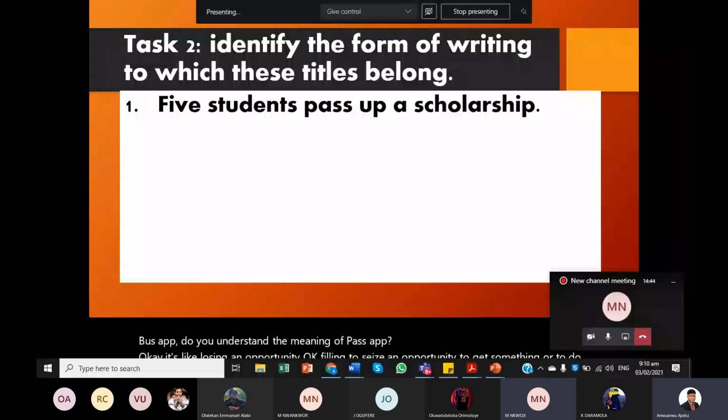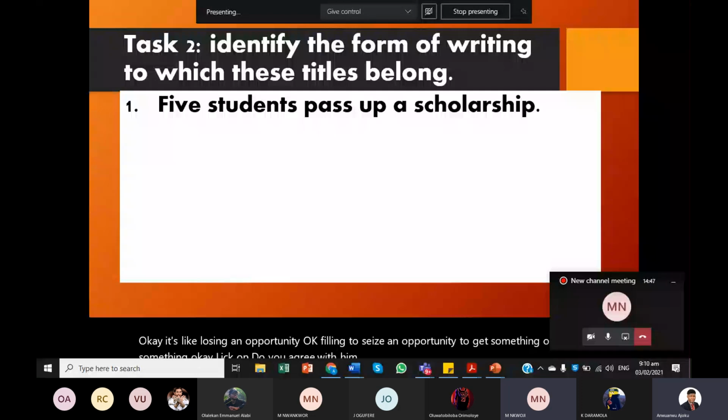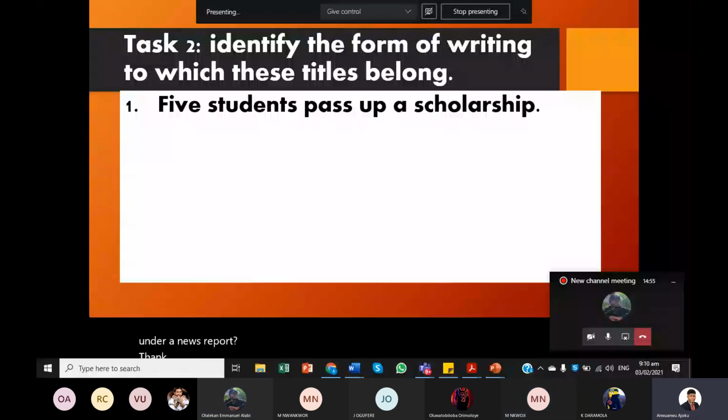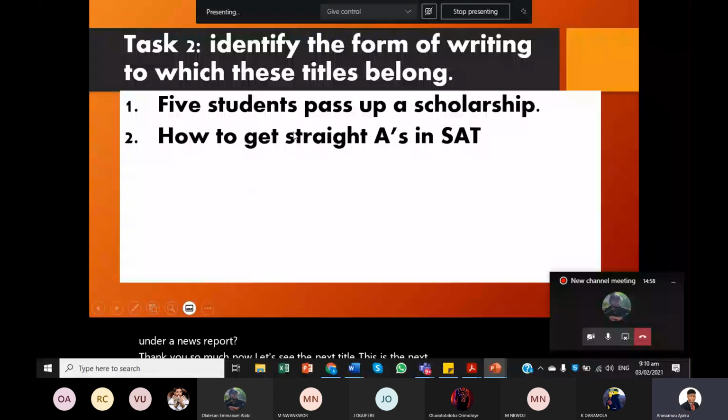Okay, Lekon, do you agree with him that 5 students pass up a scholarship falls under a news report? Yes. Oh, thank you so much. Now let's see the next title. This is the next title. How to get straight A's in SAT. Lekon, where does this one fall? Is it a news report or a feature article?